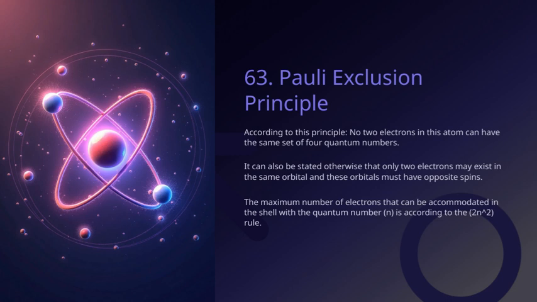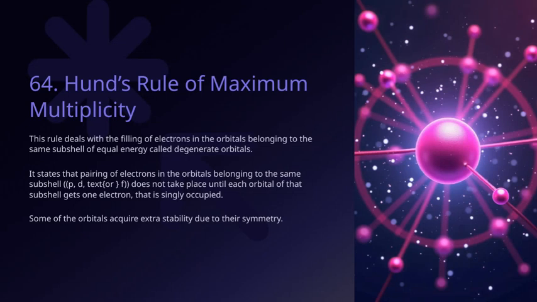Some of the orbitals acquire extra stability due to their symmetry, which is quite interesting because it affects how electrons are arranged. Now, this slide states that pairing of electrons in the orbitals belonging to the same subshell, such as p, d, or f, does not happen immediately. Instead, electrons will first singly occupy each orbital within that subshell. This means that before any pairing occurs, each orbital gets 1 electron, following a specific order.